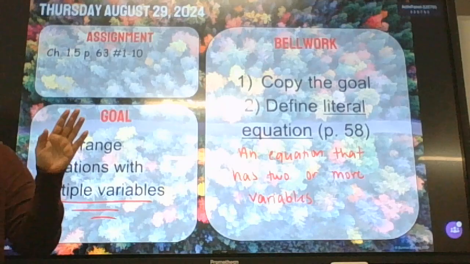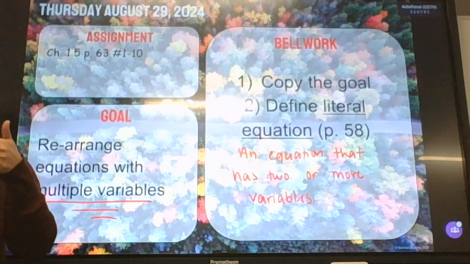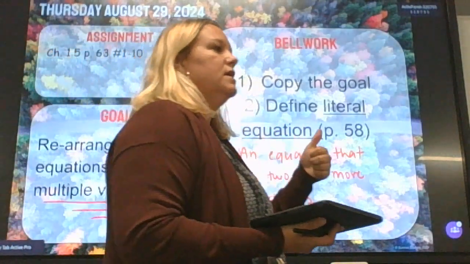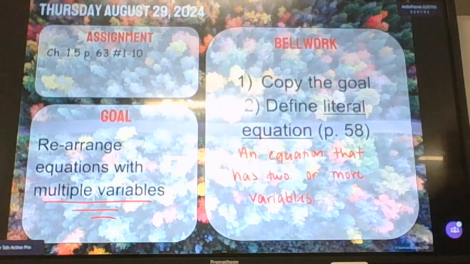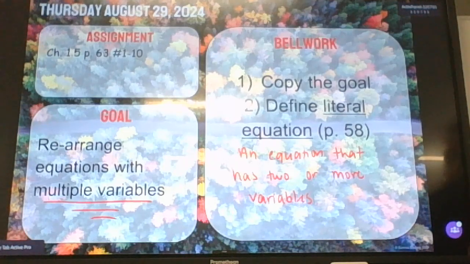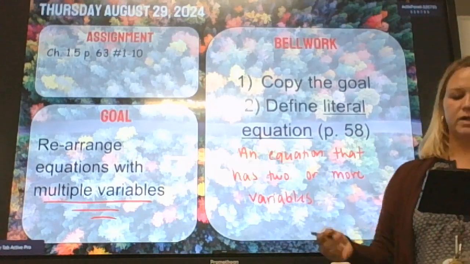Maybe you've heard of this one. Thumbs up if you've heard of this one. A equals L times W, which is area equals length times width. That's a literal equation. It's a famous literal equation. It's called a formula. Formulas are literal equations. The perimeter of a rectangle is 2 times the length plus 2 times the width. That's P equals 2L plus 2W. That's a literal equation, and it's a formula for perimeter. Okay? So a lot of our literal equations will be formulas.